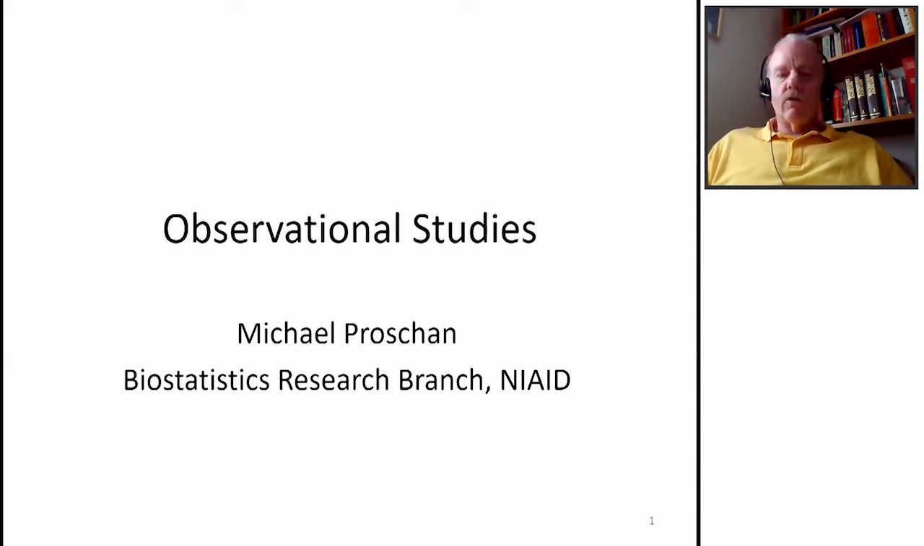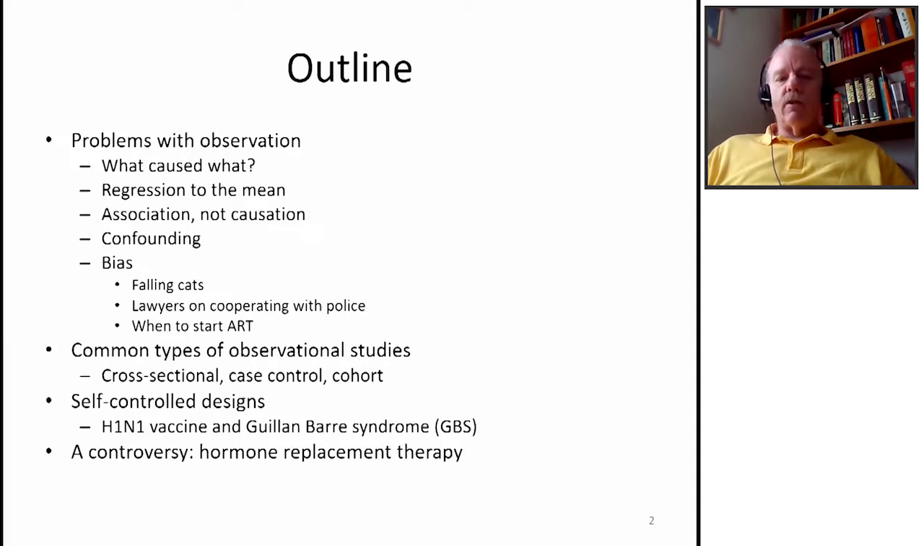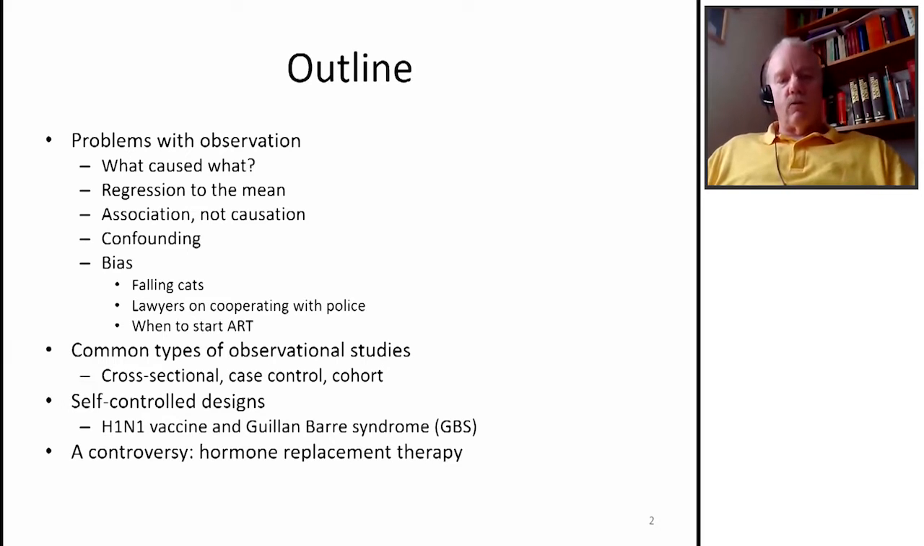This first talk that I'm going to give is called Observational Studies. What are the problems with observation? It's sometimes hard to figure out what caused what. And as we'll see, there's something called regression to the mean that could explain what you're observing. There's the concept that association doesn't necessarily mean causation. And then there's the problem of confounding and bias.